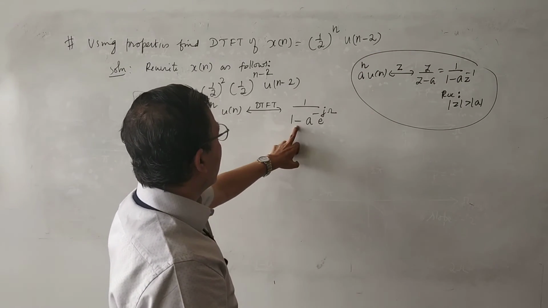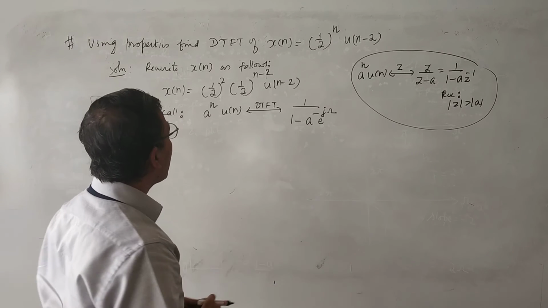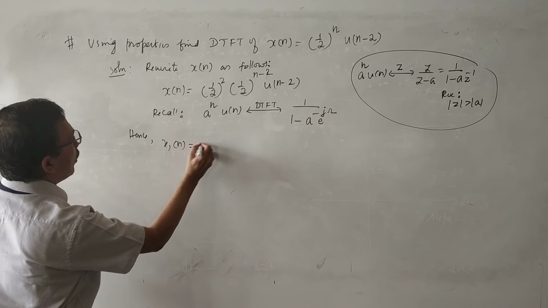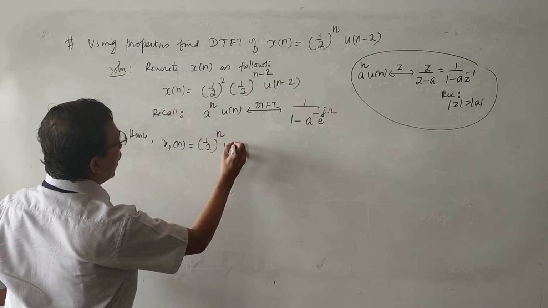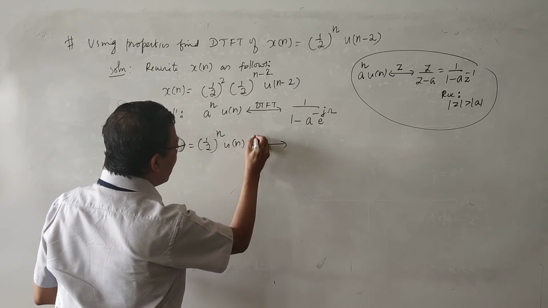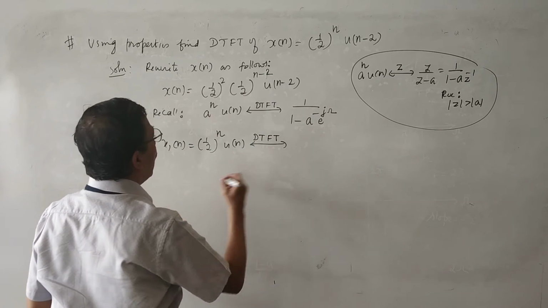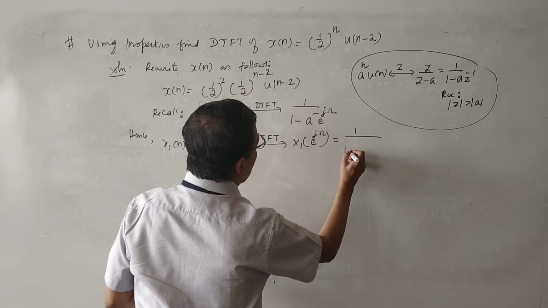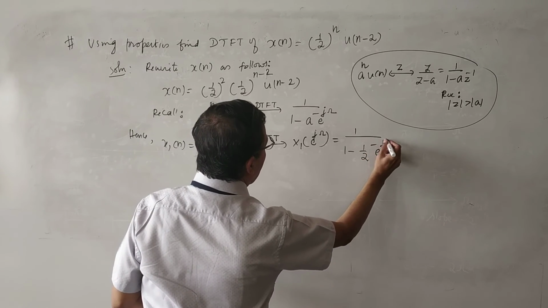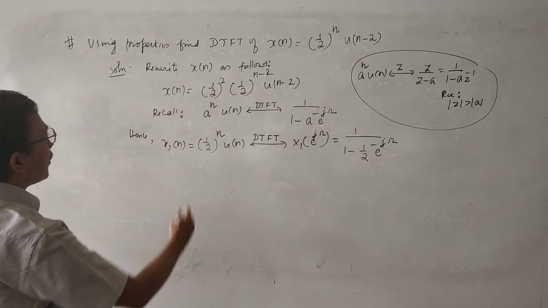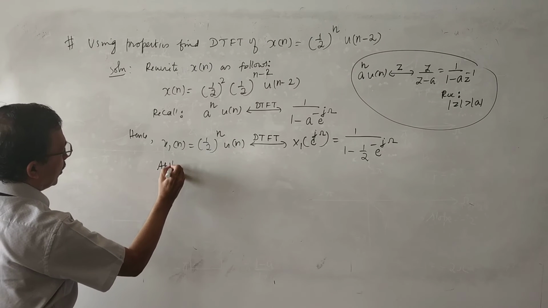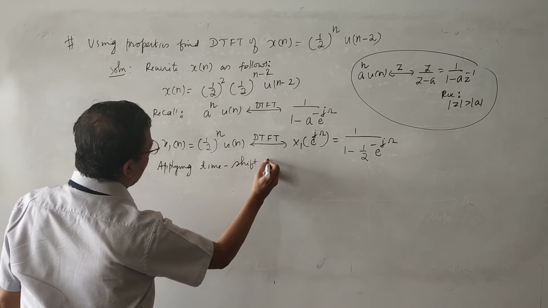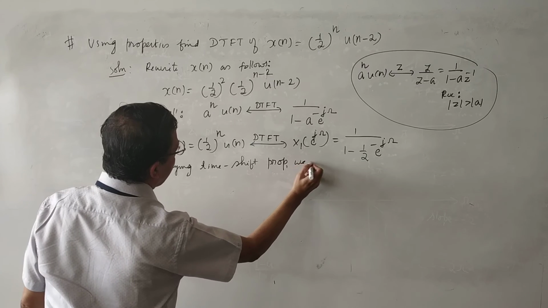How to remember this expression? In fact, this is the first problem we did. Hence, x1 of n equals half to the power n into u of n has a discrete time Fourier transform x1 of e power j omega equals 1 over 1 minus half into e power minus j omega. Next, we'll apply the time shift property.